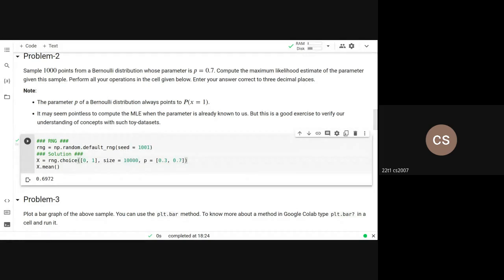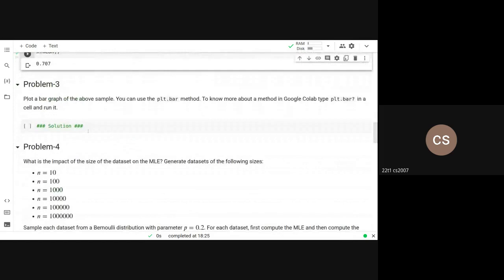That was 0.707. This is 0.697. If you use 100,000 data points, it gets better and better. But at some point, it's also going to reach its own limit. There's only so much we can do through these numerical methods. There will always be some error in estimation. So that is problem 2.